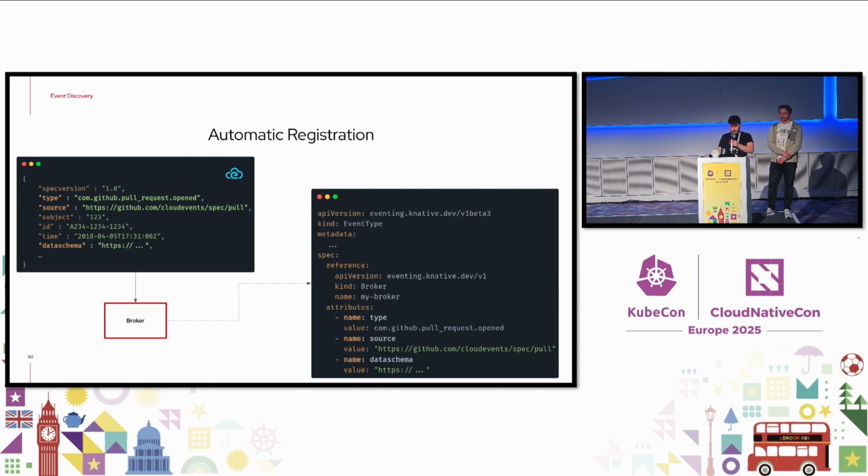As the event goes through the broker, we create that EventType CRD for you. There are obviously downsides to doing this, but at least it's a good starter experience. You can get it going, at least in development, and then maybe in production you just turn off the automatic creation and use the manual one.